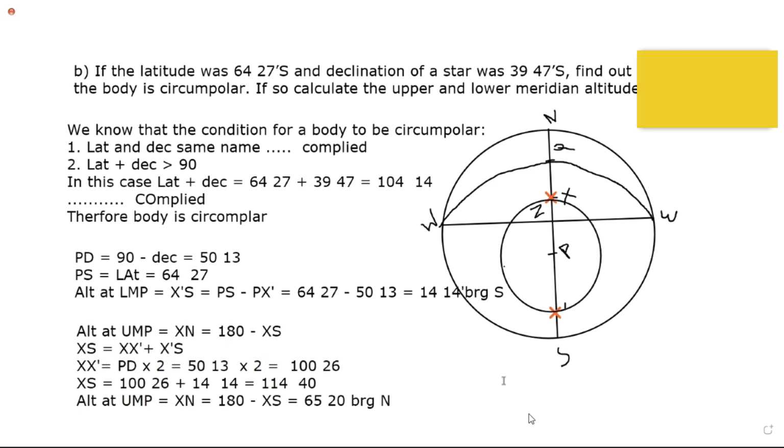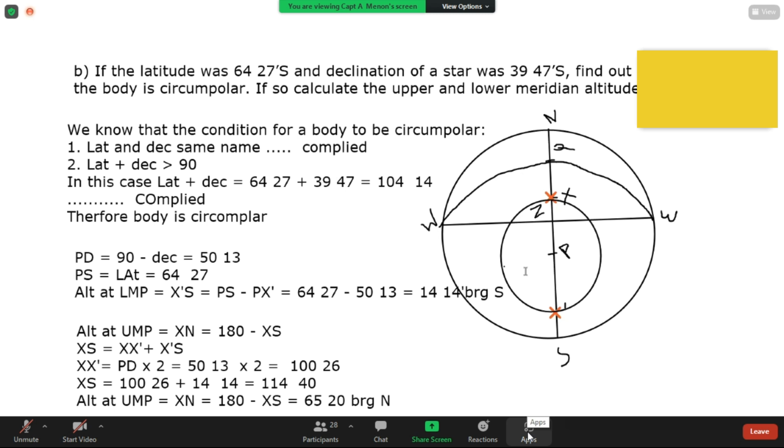These are the only two types of questions. Either they give LMP and UMP and ask for latitude and declination, or they give latitude and declination and ask for LMP and UMP. From the diagram, when both are south, the LMP will be south. If it is above Z it is north, if below Z it is south. Either way you can use. In the question bank you will find questions like this. There is nothing more to it.